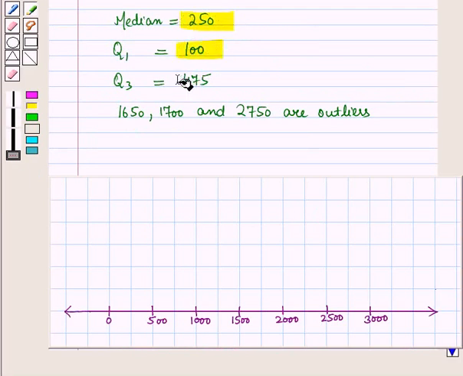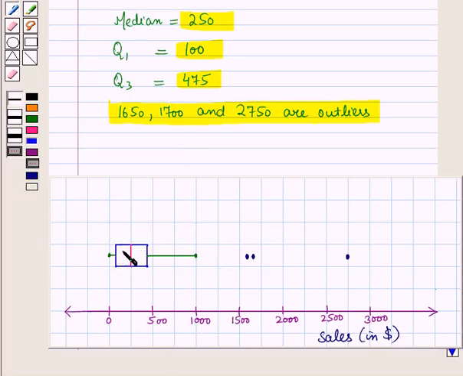Now using all these values, let us draw the box plot. Here we have taken a scale of 500. So we draw the box with whiskers. And here the box starts from the lower quartile Q1 to the upper quartile Q3, and this pink vertical line represents the median. Now here we have extended the lower whisker up to 0 because 0 is the lowest value of the given data, and the upper whisker is extended up to 1000.